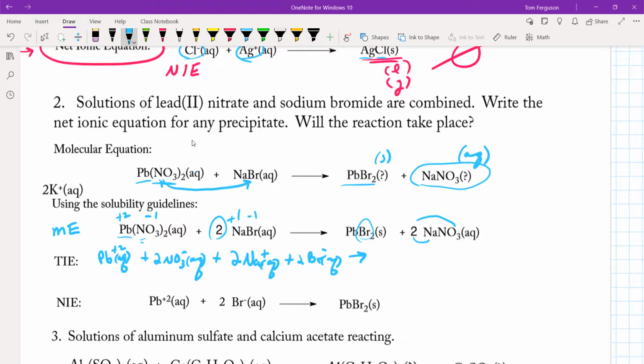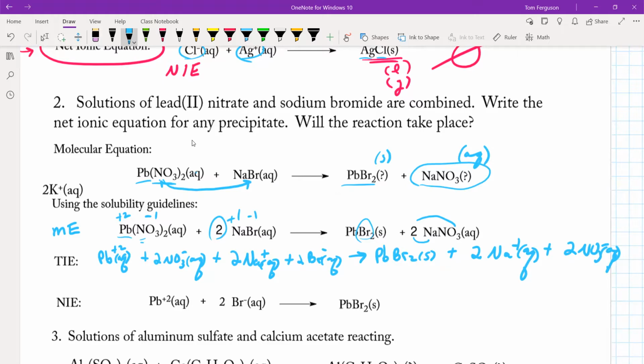Total ionic equation. Now, the S's, solids, mean that's together. It's not going to be in solution. So that's PbBr2 solid plus 2 sodium aqueous plus 2 nitrate aqueous. So that whole thing with all those little parts is the total ionic equation.